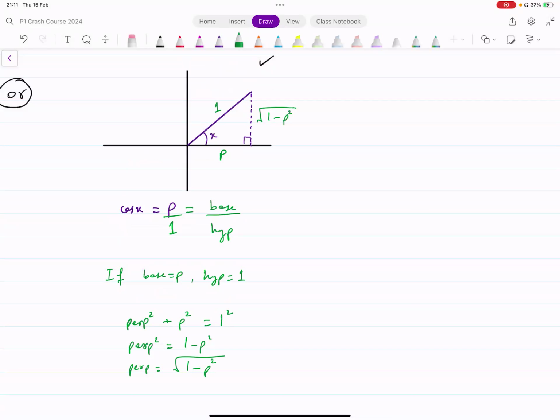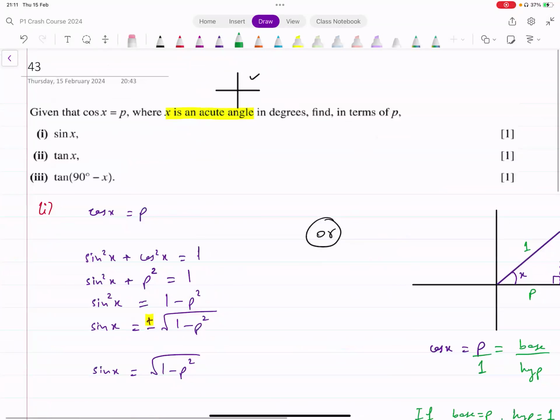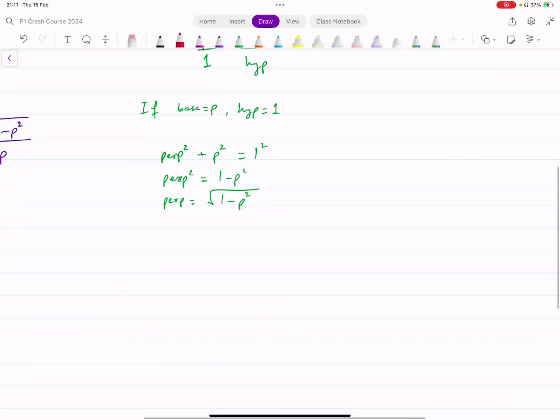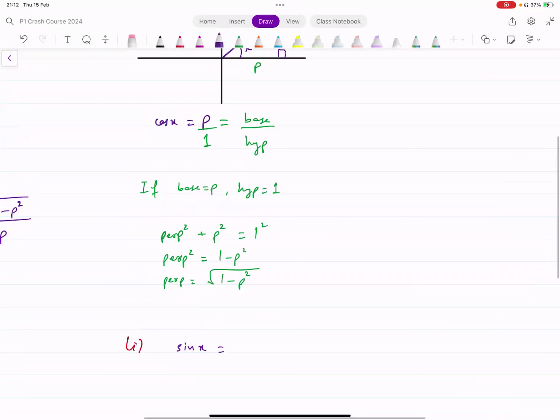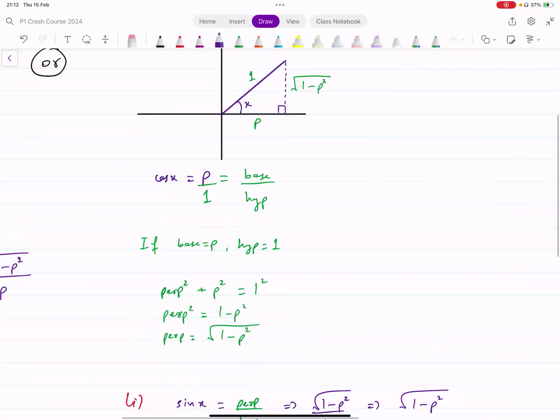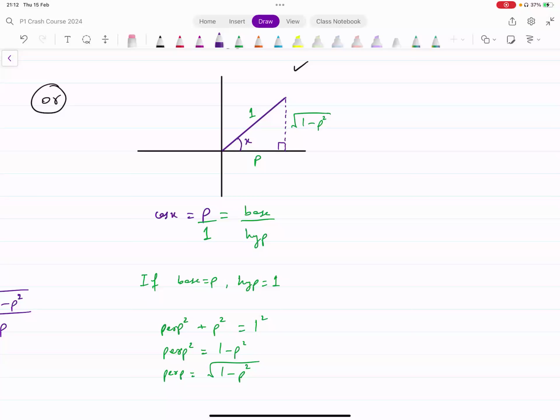Once you have done this effort once for this whole question, answering all of these three parts is pretty straightforward. So what do you want to answer now? You want sine of x. Okay, sine of x. How is sine defined? Sine is perpendicular over the hypotenuse. We already know those values. Perpendicular is square root of 1 minus p squared. Hypotenuse is 1. So sine turns out to be square root of 1 minus p squared. And since it's in the first quadrant, sine is going to remain positive, of course.